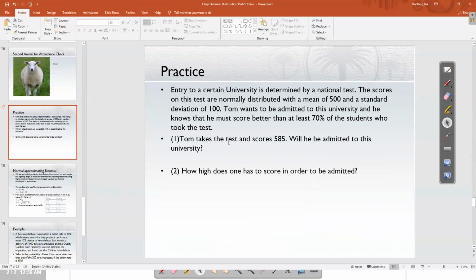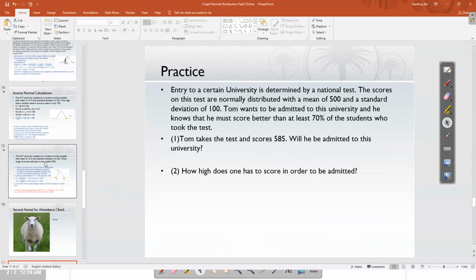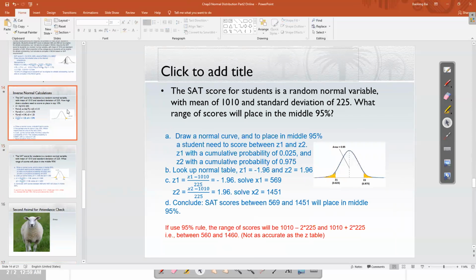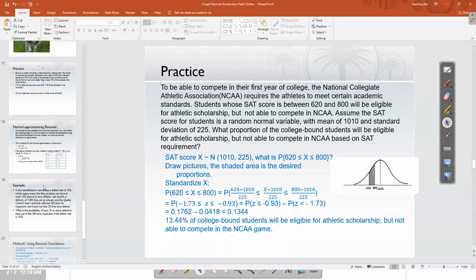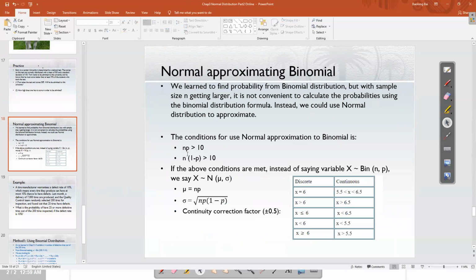So this is a practice. One is looking for probability, and the other is looking for cutoff points. It's just like what we did here. So spend some time working on that. And if you have questions, let me know. We can practice that in office hours if you are confused.